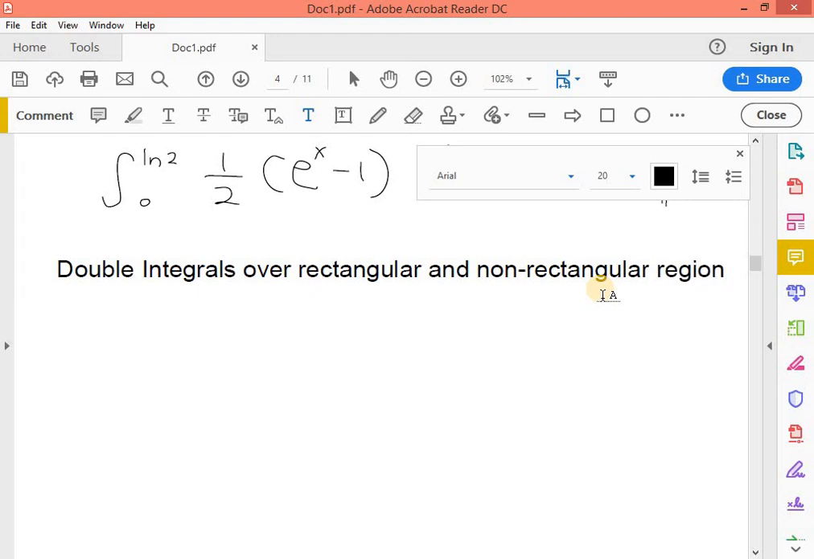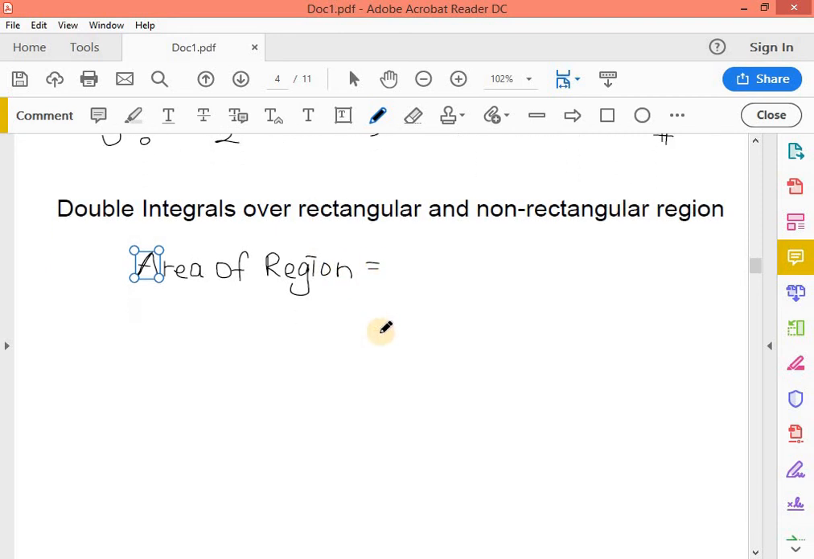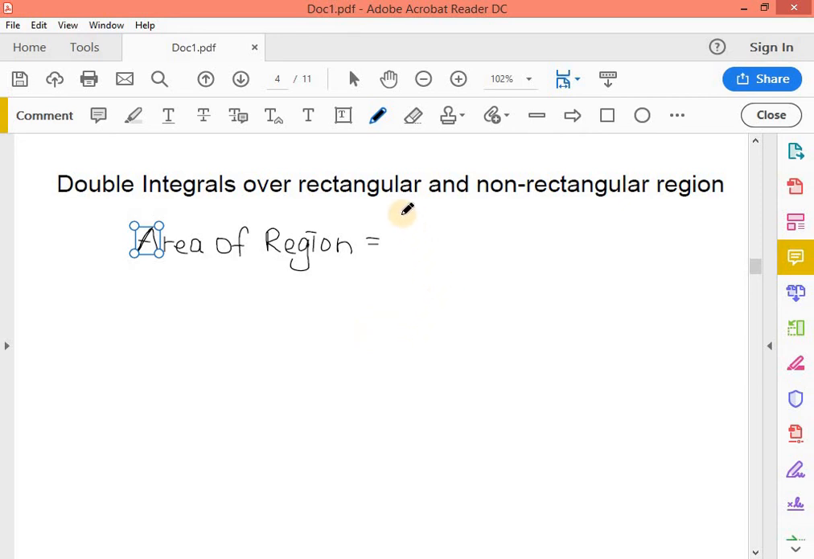Please copy this question. I actually modified it a bit. Now you are going to use the double integrals to find the area of region. So the formula that you have to use is you have double integrals, and what is inside is 1, and behind you have the dA. Okay, this is the formula. Let's see how we do it.